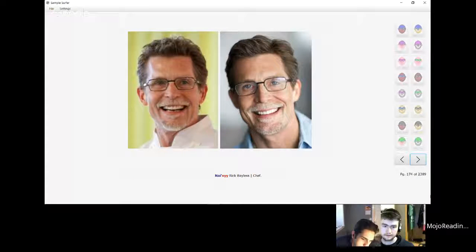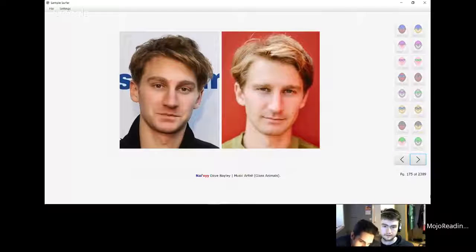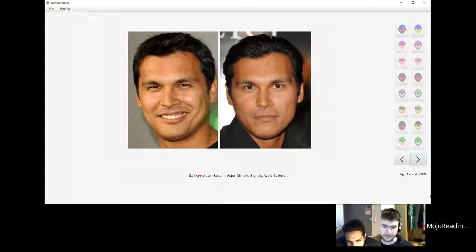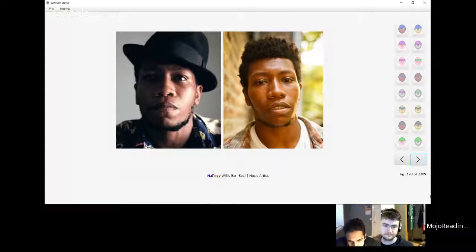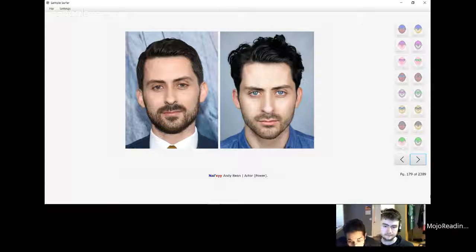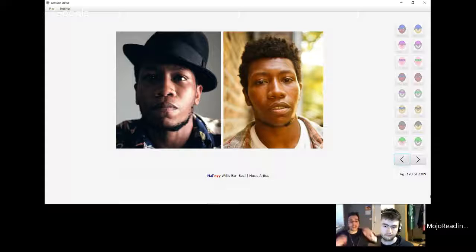Naiji Rick Bayless. Oh, chef. Naiji Dave Bailey. Naiji Adam Beach. Naiji Ishmael Bey. Naiji Willis Earl Beale. Nice. He almost looked like, what do you call it, Wesley Snipes. A little bit, yeah. Some lines are different, but there's actually something about the way his eyes and mouth go together. It gives a similar kind of look. You're right.